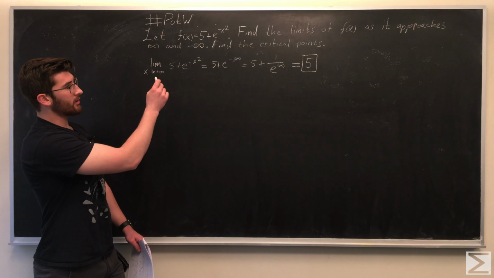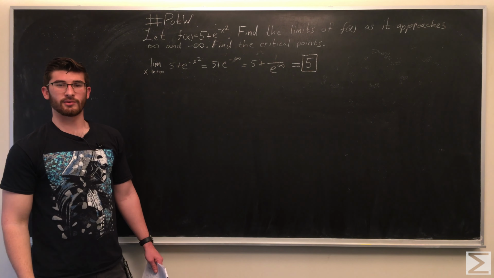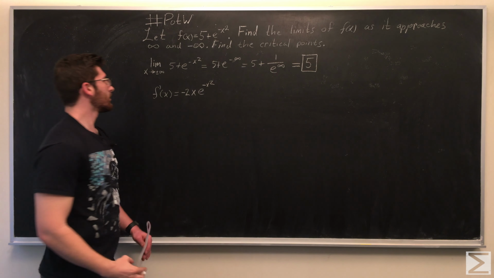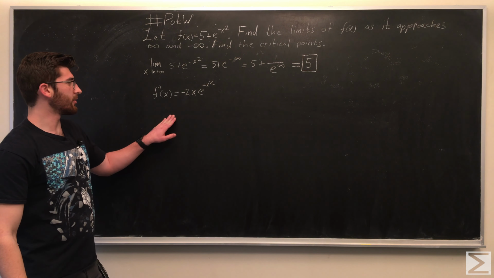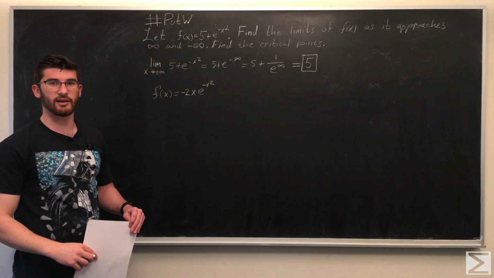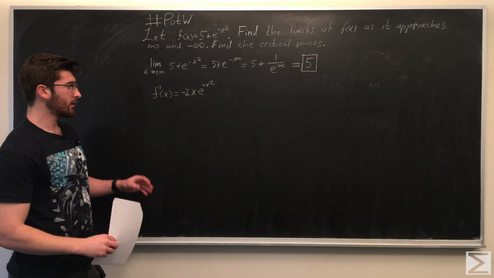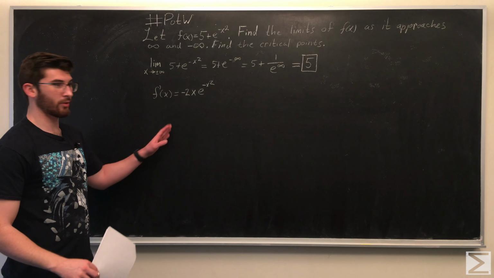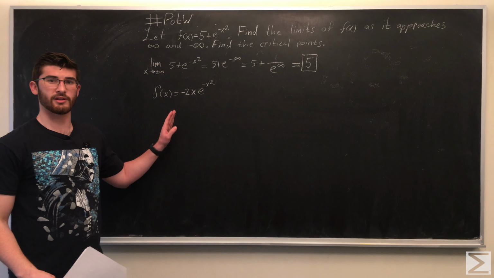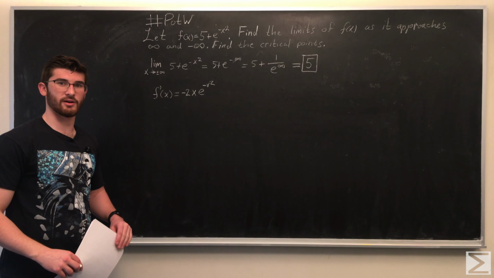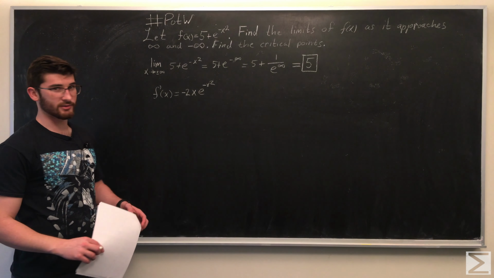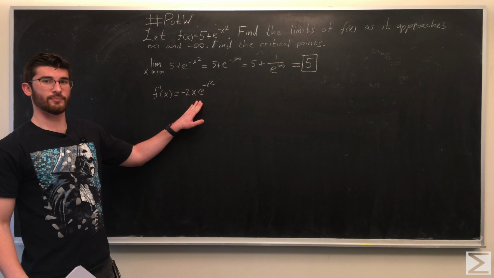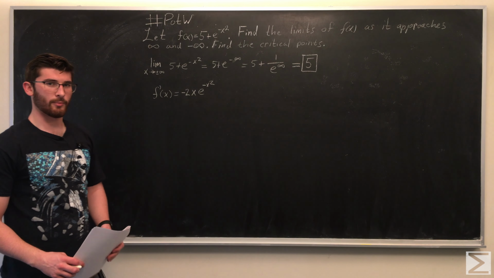So now we just need to find the critical points. To do that, we're going to have to take the derivative of f of x. So f prime of x is equal to negative 2x times e to the negative x squared. The critical points are everywhere where the derivative is either equal to 0, or it is undefined. If we look at this, we can see that it's going to be defined everywhere. So we can just go ahead and find where it equals 0.